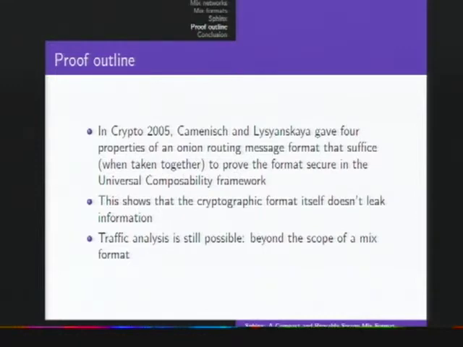I'll just finish up the last couple of minutes by talking about the proof of security. In Crypto '05, Camenisch and Lysyanskaya had a paper which gave four properties of an onion routing system that, when taken together, prove the system is secure in a particular model called the Universal Composability Framework. And what this proves is that the cryptographic format itself doesn't leak information. Now, you can still leak information if the mixing strategy is bad, but that's the fault of the mixing strategy. So we just say the mixing strategy is what it is. We're just not going to leak any additional information from the mix format.